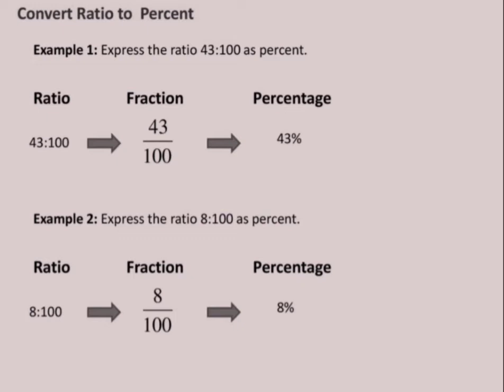Let us see one more example. Express the ratio 8 ratio 100 as percent. Here the ratio is given 8 ratio 100. When we convert into the fractional form, it will become 8 upon 100. And when we have converted this fraction into the percentage form, it will become 8 percent, 8%. So in this way we are going to convert a ratio into the percentage form.